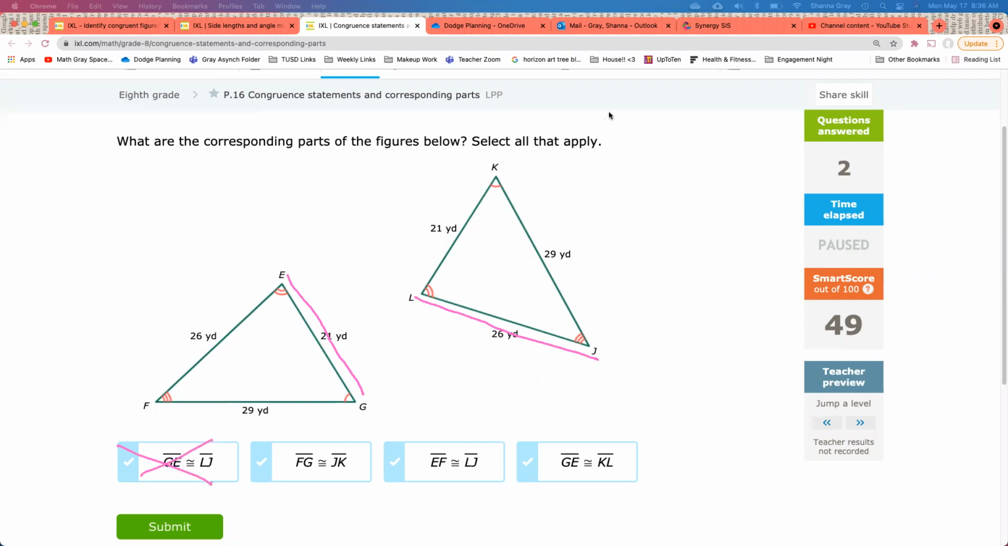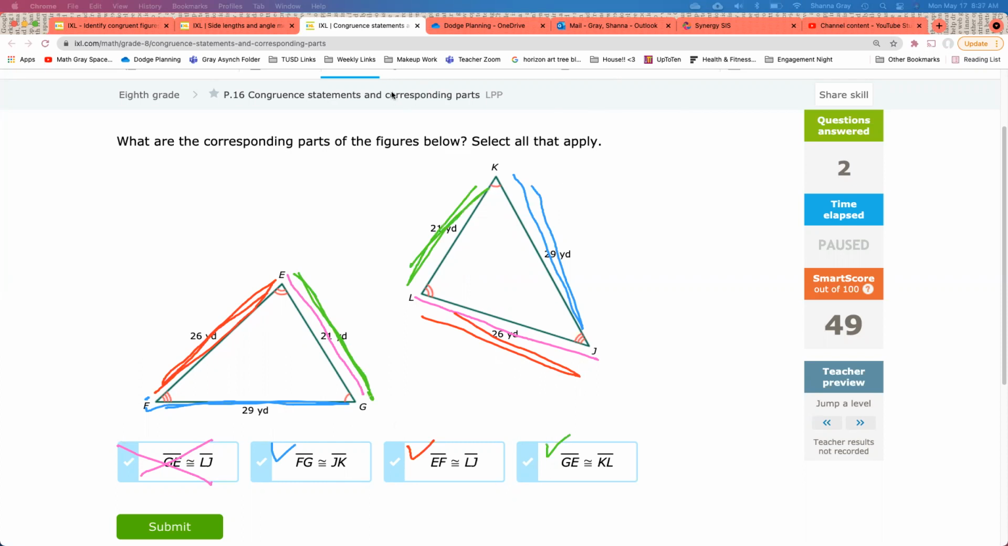FG is this side, which is 29, and then JK is this side, which is 29. So that is true, that works. EF is this side, 26, and LJ is this side, also 26. So this one is good. And then finally, GE, which is what I originally had as pink, and KL, which is here. They're both 21. And so this one works too. So all three of those work and the first one does not.